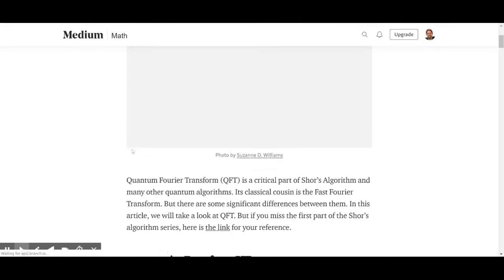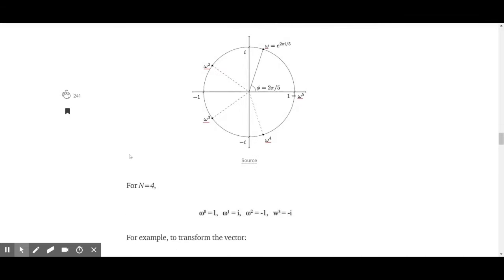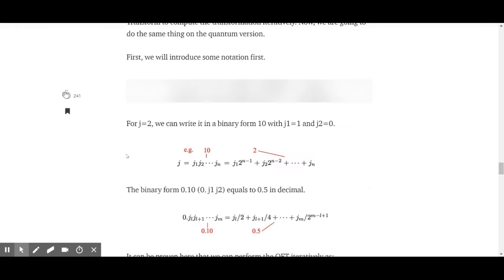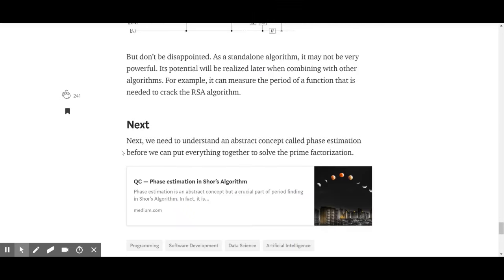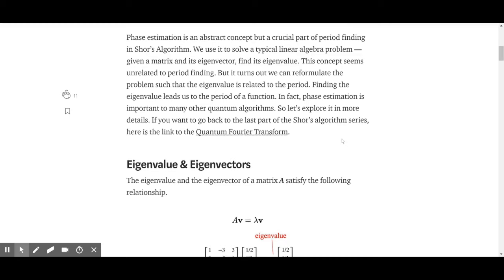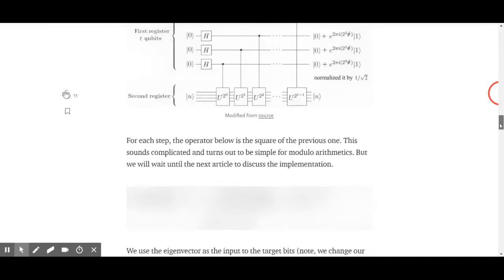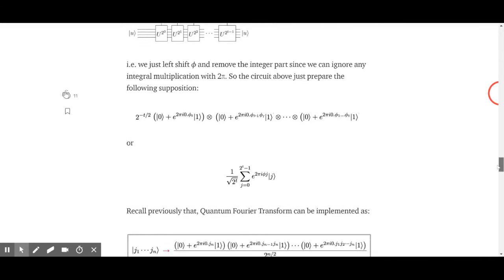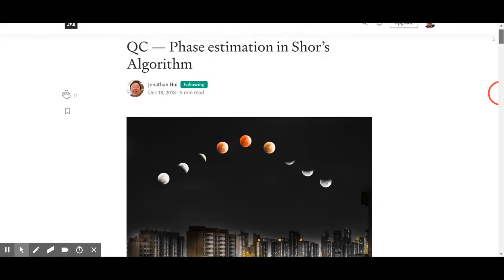So, this we know, QFT we know. But this seems like a good explanation as well, by the way. Phase estimation, that's where I wanted to get at. Okay. So, oh, perfect, nice. It looks like this is going to really help me. Definitely check Jonathan's articles. They seem super well explained.